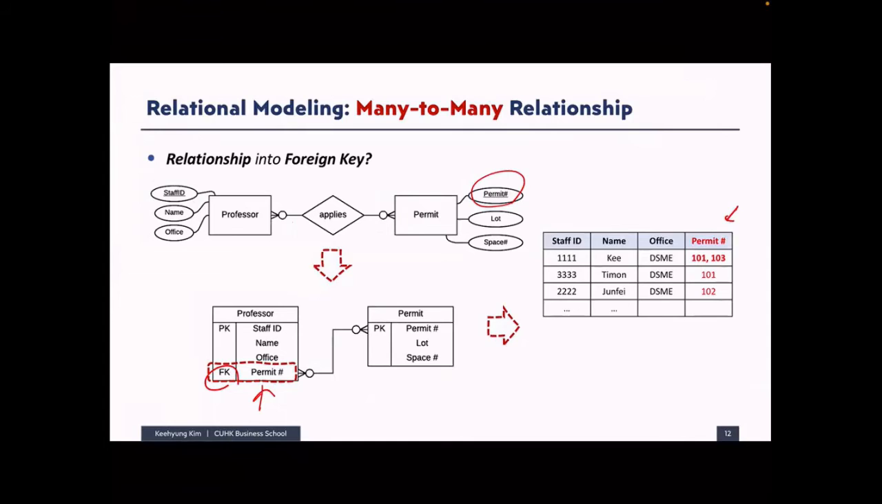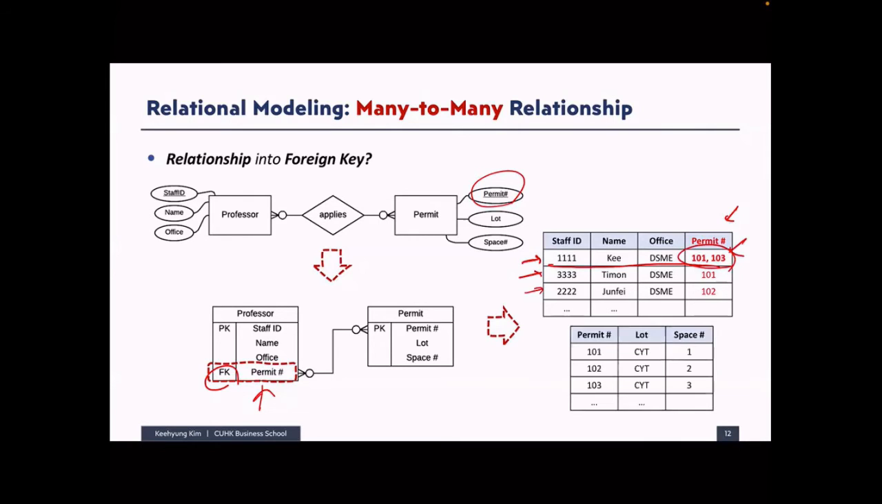So this one looks fine because each row has each professor's information. However, the new column, permit number, because our business rule is that each professor may have multiple permits, we are going to try to store multiple data. So this design also doesn't work in the database system. Again, because we are trying to put more than one piece of information in one cell, which is not allowed in the relational database system. So these two approaches don't work.